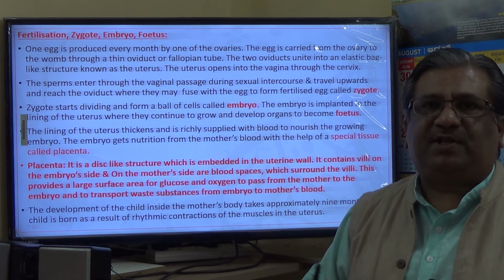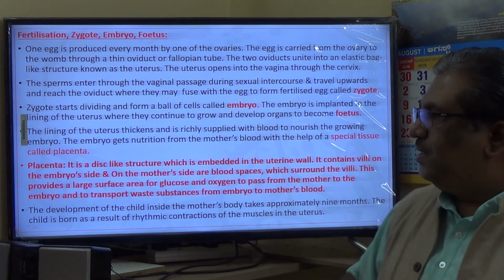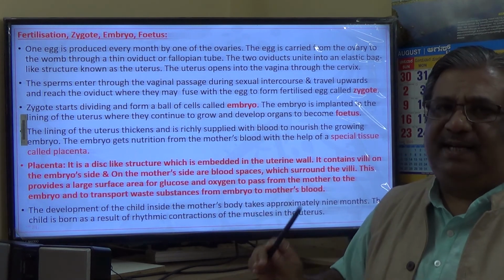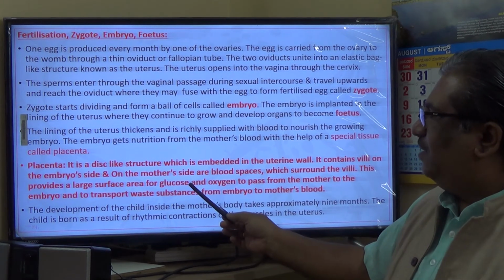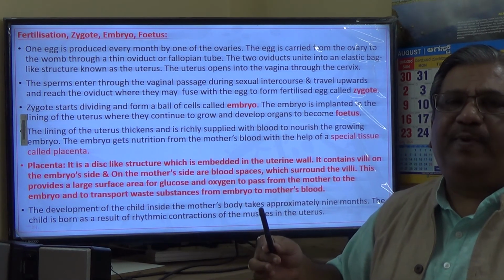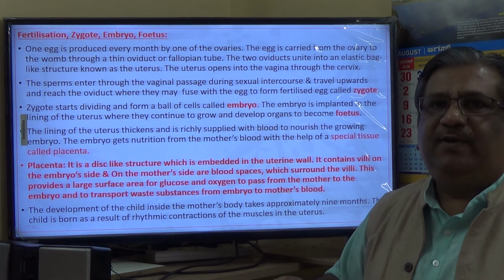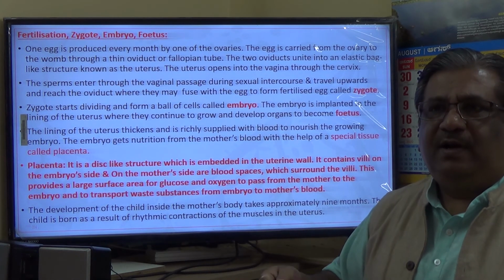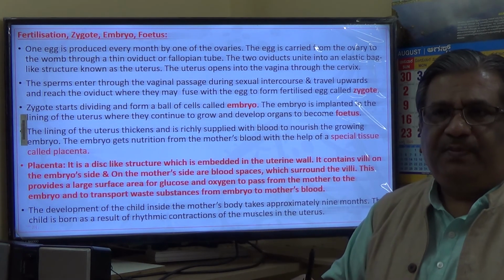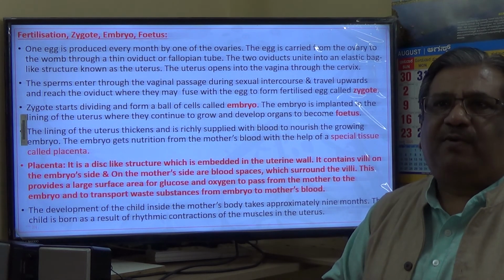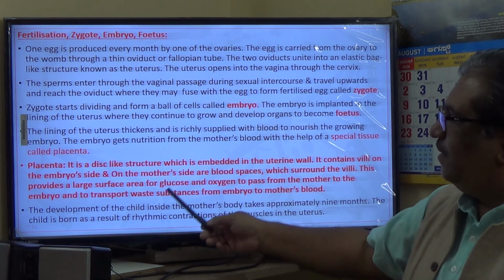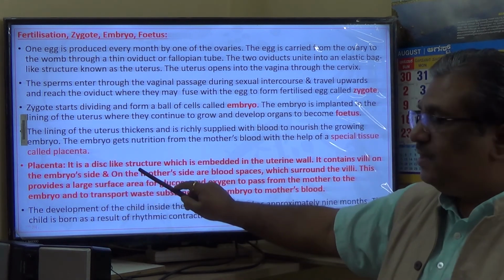Now, with respect to placenta, every time there is a question, describe the structure of placenta. What is that? Describe the structure of placenta. See here, this paragraph you may have to read several times and try to understand what is the structure of placenta and how placenta would be able to provide nourishment or nutrition to the fetus, and how the placenta would be able to remove the waste substances from the fetus back into the mother's blood. That is very important. So let's see here. Placenta, it is a disc-like structure.